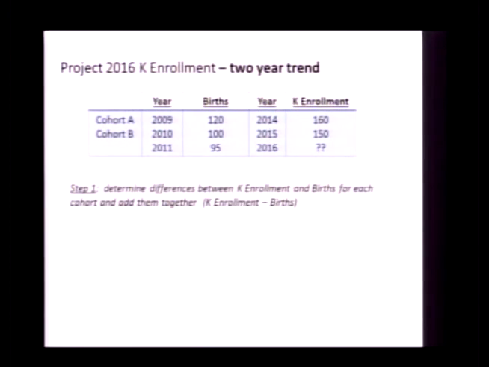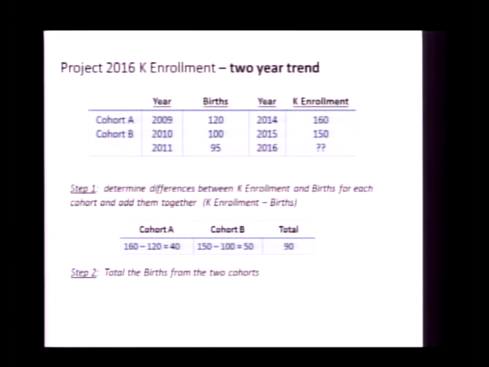The first step that we would need to do is take the difference between the kindergarten enrollment and the births for each cohort and sum them, add them together. Take the kindergarten, subtract out the births for each of the 2 cohorts, and add them together. If you take a look at cohort A, it's the 160 minus 120, which gives me 40. Cohort B is 150 minus 100, which gives me 50. I total those 2 cohorts up for a total of 90. That's an important number. We will carry that forward.